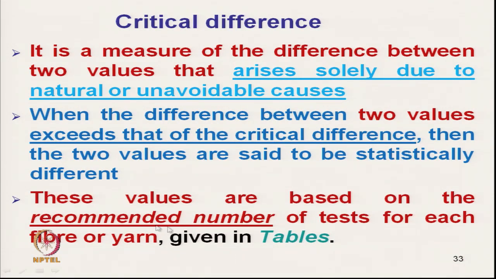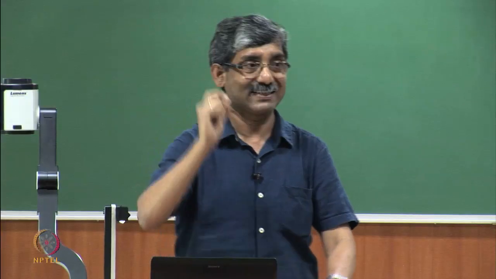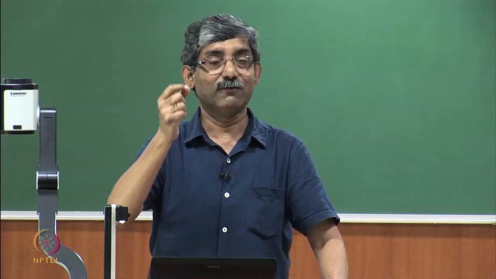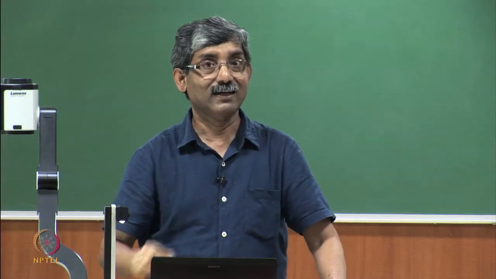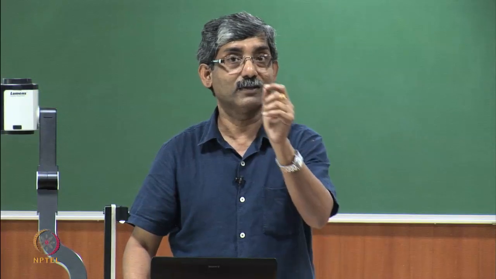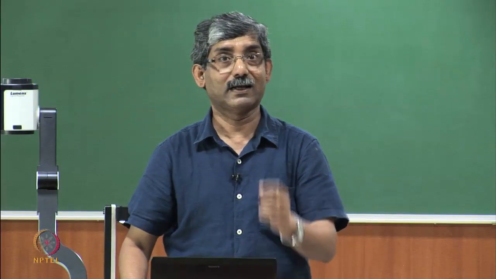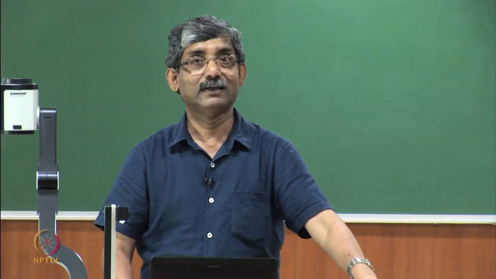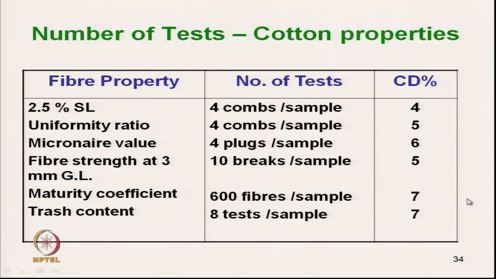And these values are based on the recommended number of tests for each fiber or yarn, that is given in the table. I will show you the table. So, for a different type of test result, the critical difference values are given. These are the standard tables available.